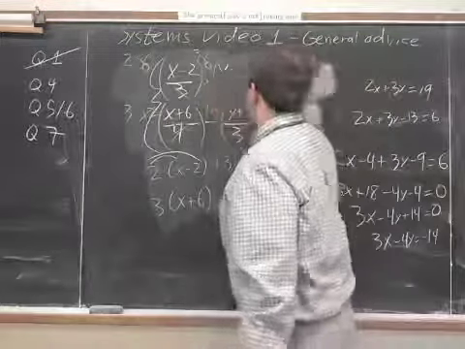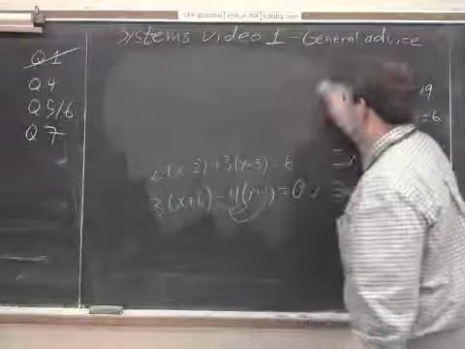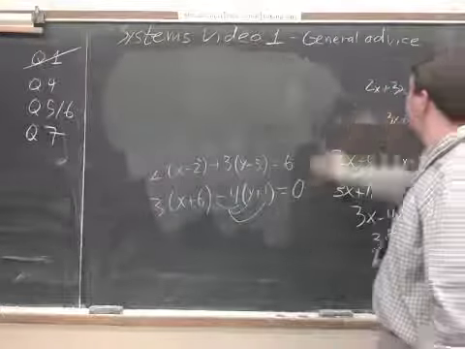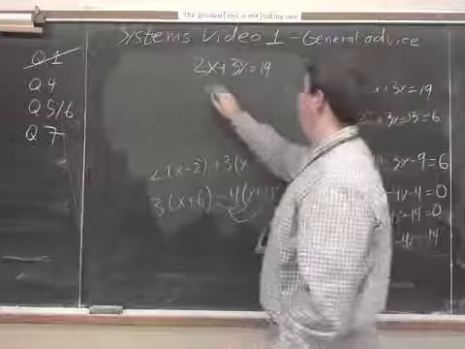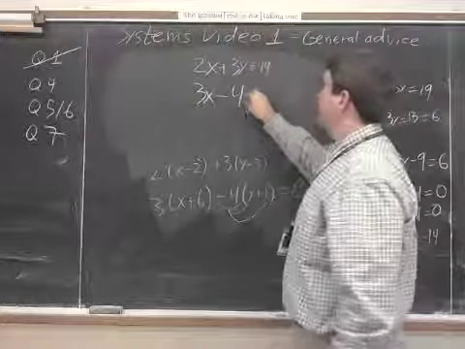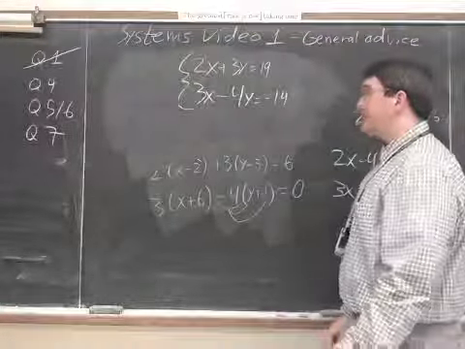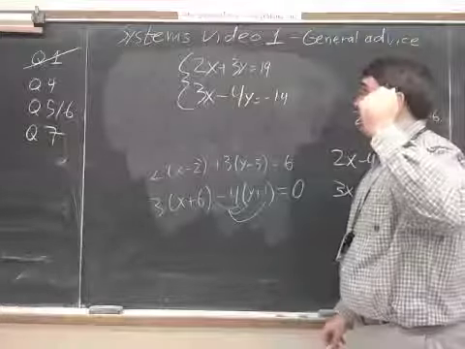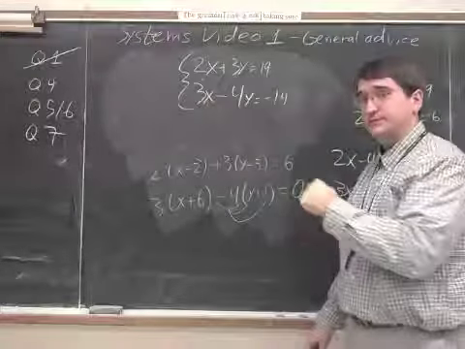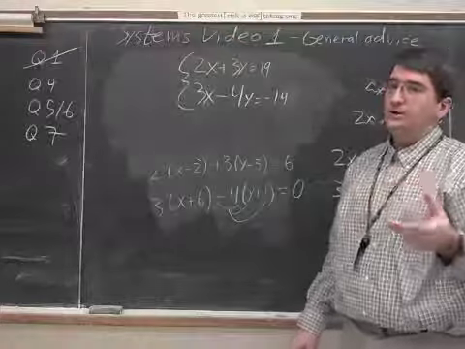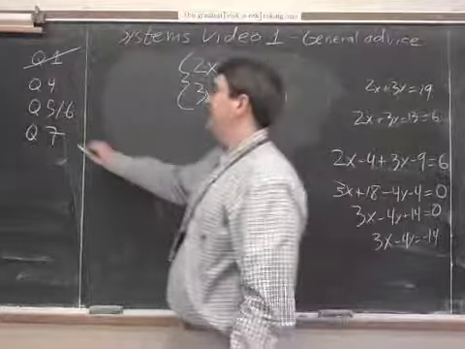So I've taken my original system, with all of these fractions and all kinds of weird stuff in the numerator, and I've converted it into 2x plus 3y equals 19, and 3x minus 4y equals negative 14. And this is a much easier system to deal with, I think. Again, we'll stop here. I trust that at this point you can solve systems like this. It was just getting to that point that was the tricky part. So that's question 4. We'll cross that out now.